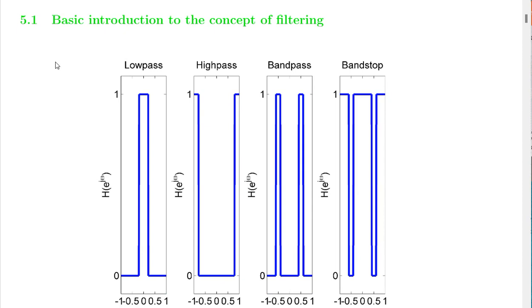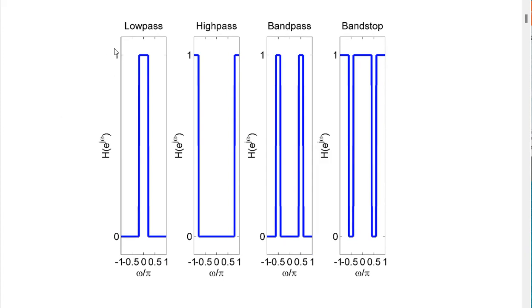The next topic. Basic introduction to the concept of filtering. Here you see some frequency selective filters: low pass filter, high pass, band stop. Why is it called low pass? Look at the frequency. It just permits passing low frequencies. So it's called low pass.